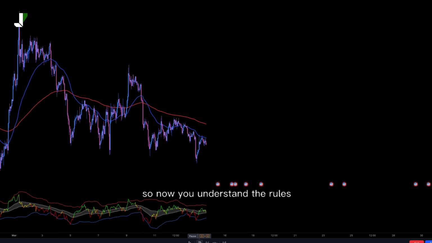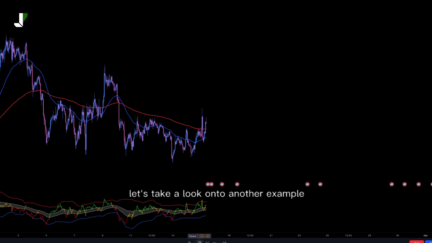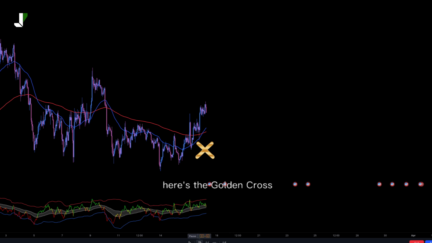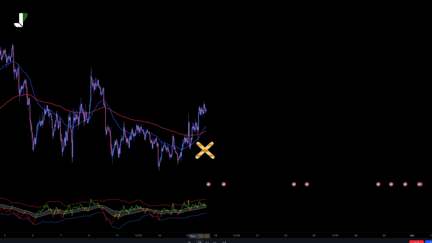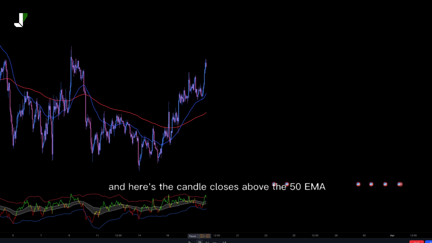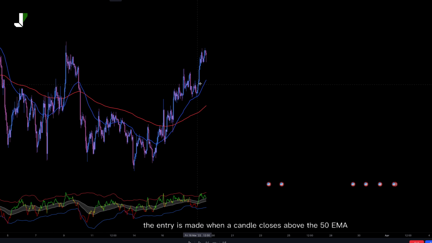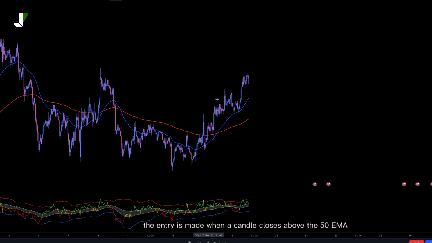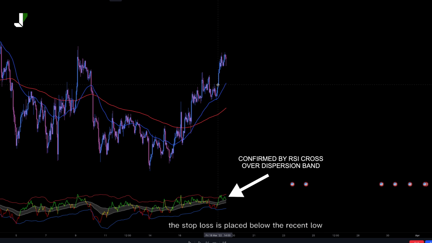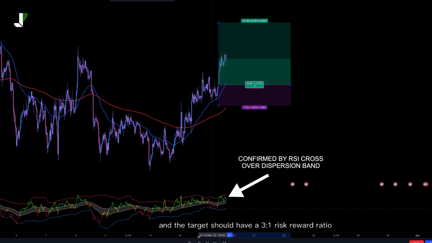So now you understand the rules and principles of this strategy. Let's take a look at another example. Here's the golden cross. Price pulls back and here the candle closes above the 50 EMA. While it's still above the 200, the entry is made when a candle closes above the 50 EMA. The stop loss is placed below the recent low, and the target should have a 3-to-1 risk-reward ratio.